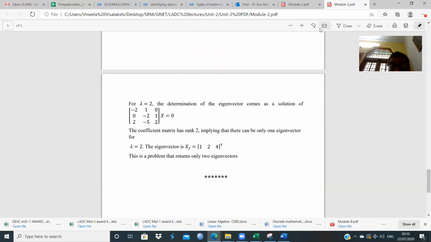So therefore, one cannot build the modal matrix P for such a case. So these two contrasting examples will play a very important role when we talk about the concept of diagonalization. So I hope all of you have understood the process of finding out eigenvalues and eigenvectors.